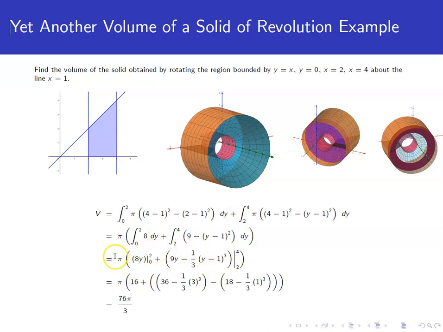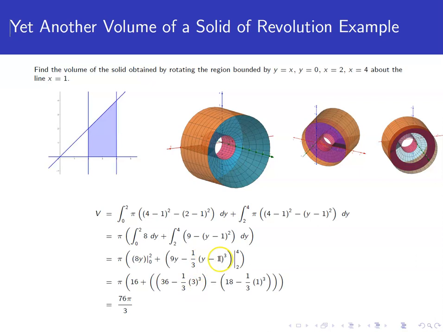Do some housekeeping on your integrands. Do antiderivatives. So we'll get an 8y here for the first one. The second one we'll get a 9y minus 1/3 (y minus 1) cubed. Plug in our endpoints. When we plug in our endpoints for our first one, we should just get a 16. In the other one, we'll plug in 4 for y.